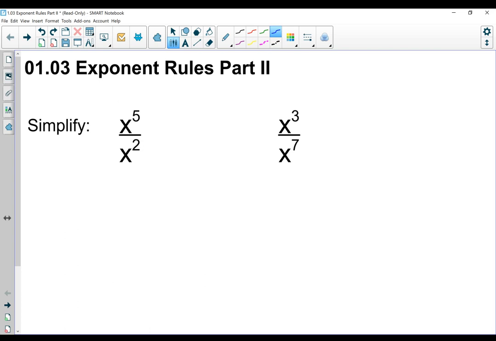103, Exponent Rules Part 2. We're going to start off by looking at a couple of examples where we simplify and then come up with some ideas about negative exponents.